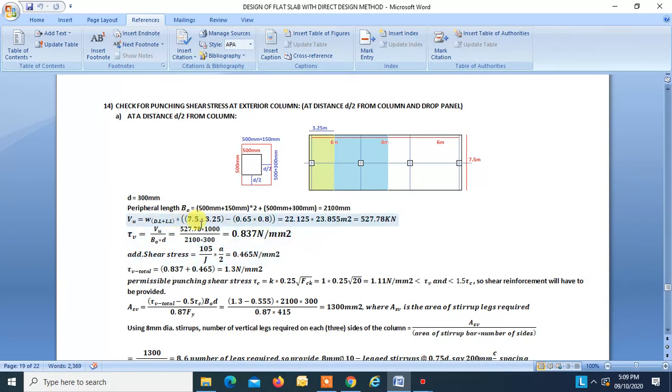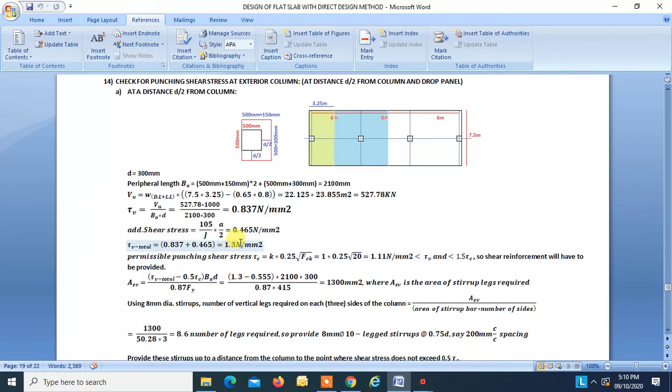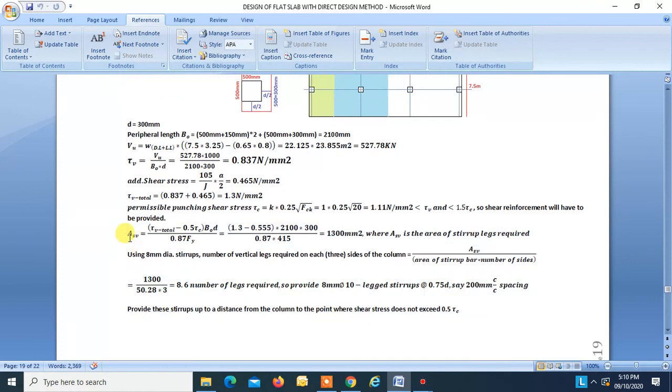Again, adding the additional shear stress which we got for the exterior column as 0.465. So tau V total is 1.3. Permissible is 1.1. 1.1 is less than maximum tau C, so it's okay. But it is also less than tau V. We will have to provide shear reinforcement. So this is the formula for finding the area of shear reinforcement legs, area of legs required. So that turns out to be tau V total is 1.3, 0.5 tau C, 0.5 of this.